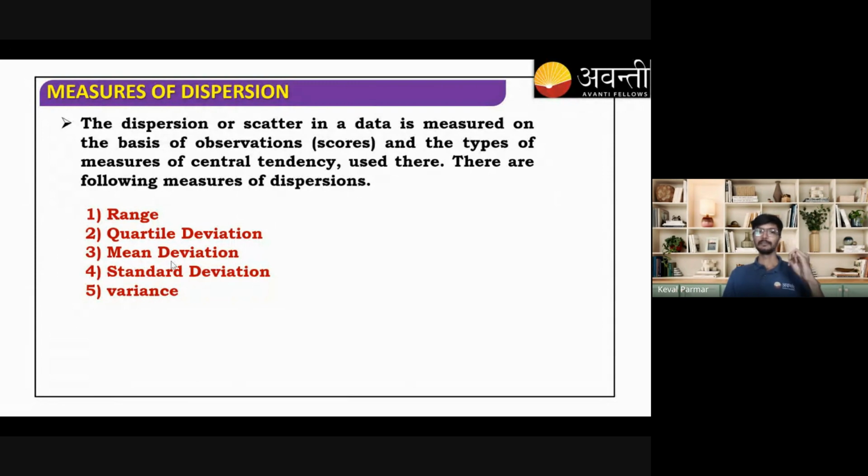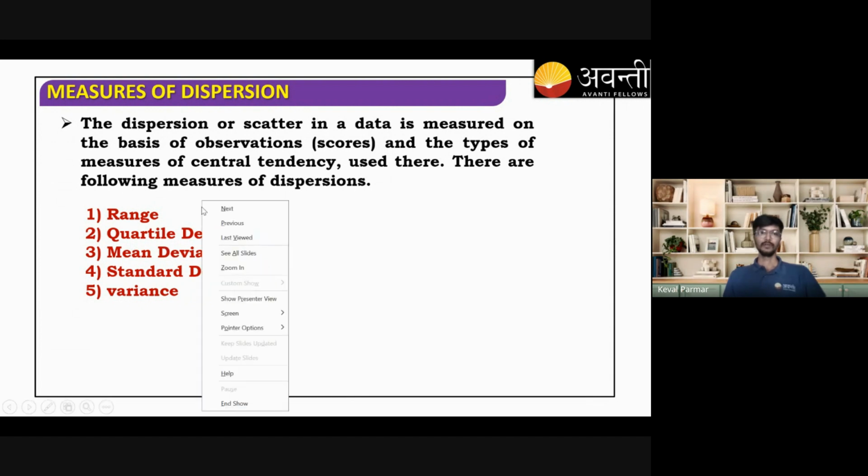How many types are there in deviation? Three: quartile deviation, mean deviation, standard deviation. Right? So let's jump into it. Out of which, range we already studied. Correct? Range we already studied.